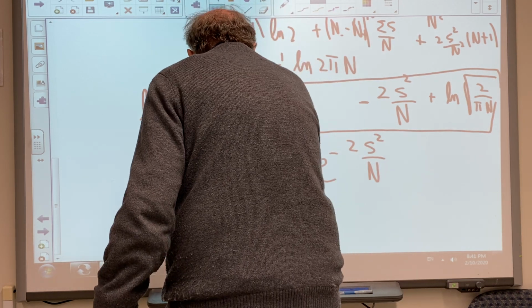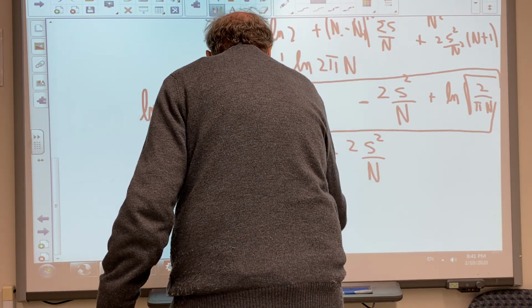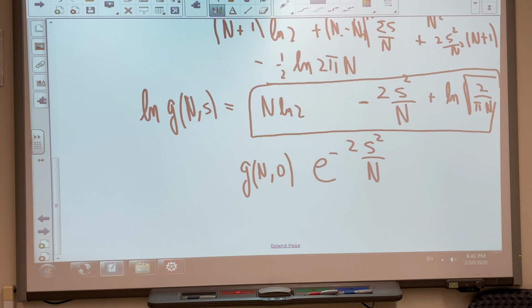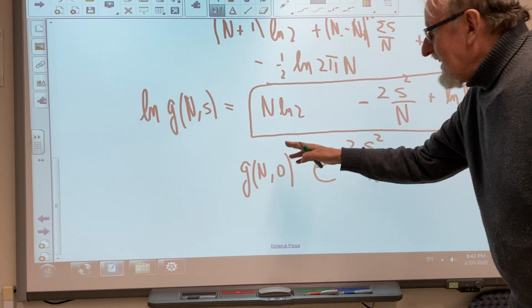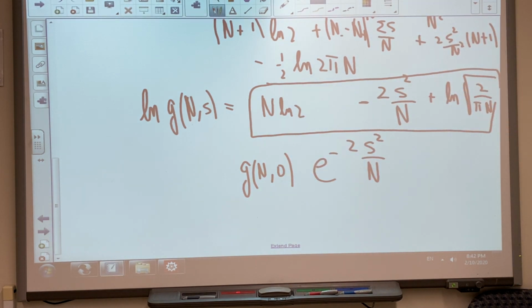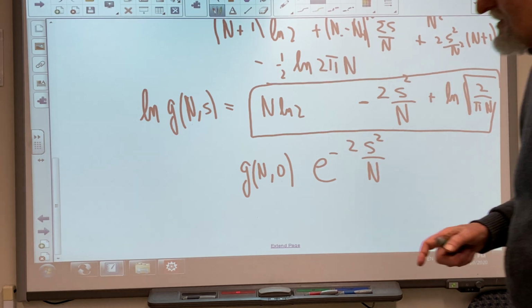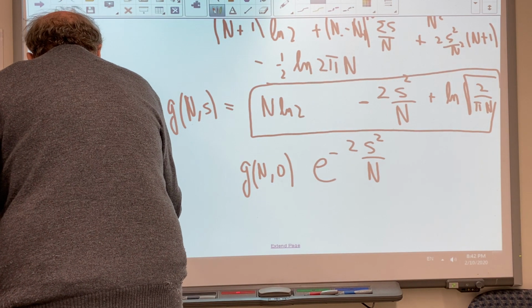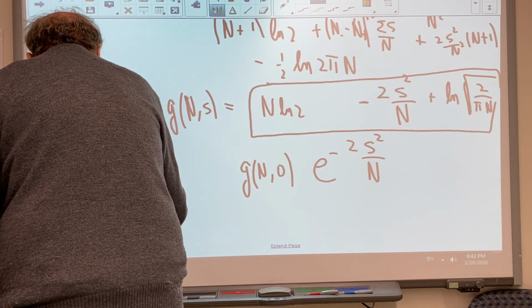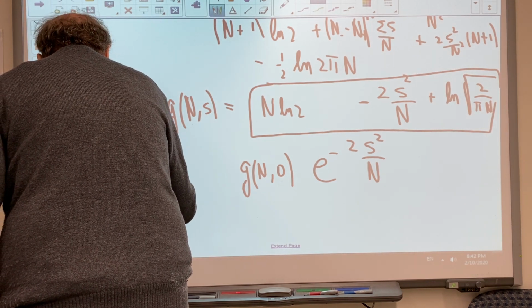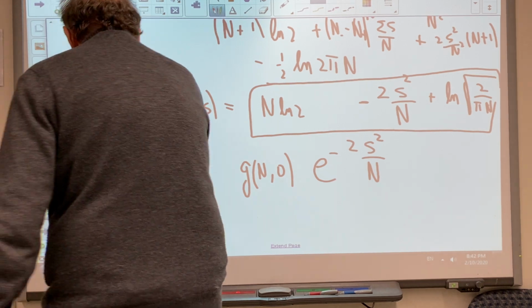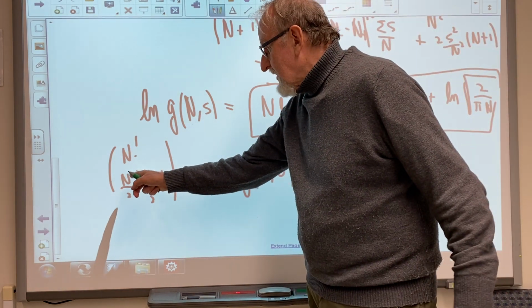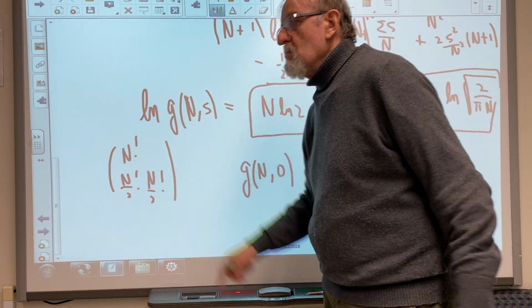So if you want, I will call it the g of n0. But you can convince yourselves, or I might convince you, that the part that does not contain the letter S is the g if you take s equals to 0. What does it mean? Take s equals to 0, that we take the combinatorial n factorial over n over 2 factorial, n over 2 factorial, because that's what you get when s is 0. Remember, here you had n over 2 plus s, n over 2 minus s.